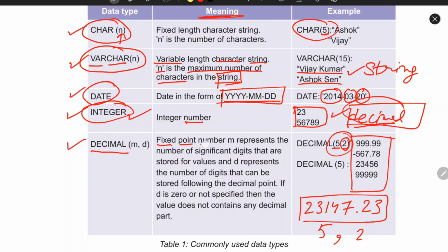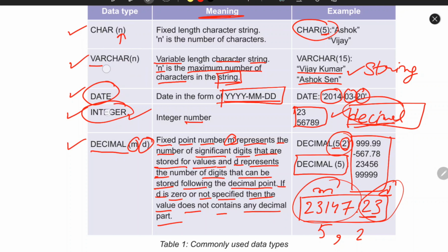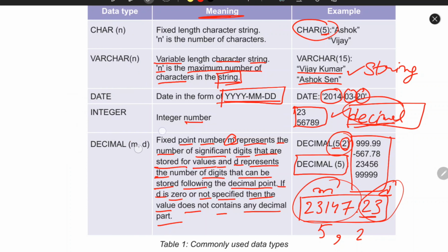Fixed point numbers: m, which is here, represents the number of significant digits that are stored for the value. The d represents the number of digits that can be stored following the decimal point. Like this is m and this is d. And if d is 0 or not specified, then the value doesn't contain any decimal part. Okay, so I hope you understand these basic data types.